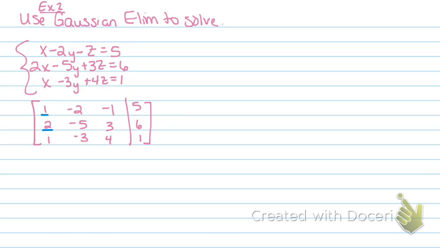How can I make that become a 0? Well, I need a negative 2 so I can add it to it. So I'm going to take row 1, multiply it by negative 2 and add row 2 to it. Now this time, instead of just working it out with you, I want you to pause the video and do this one on your own. See if you can get that one right.